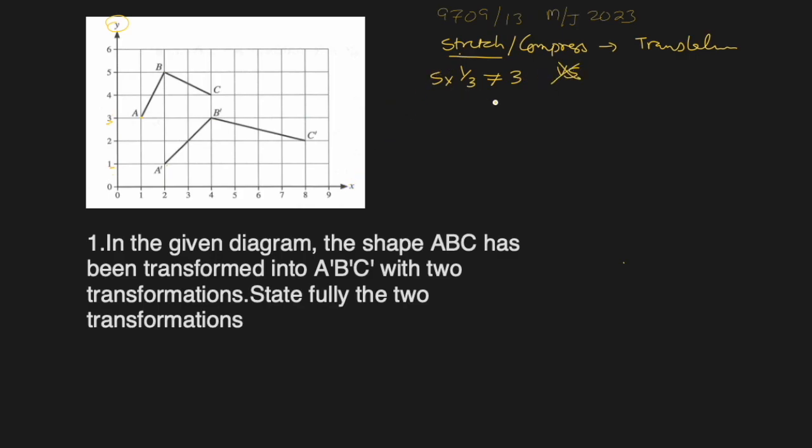Let's see if there is any horizontal stretch in the x direction. The x coordinate of A originally was 1, A dash is 2, it is doubled. Can you see? B, the x coordinate is 2, B dash, the x coordinate is 4, doubled again. C, x coordinate is 4 and C dash has 8, doubled again. So in all three cases it is doubled.